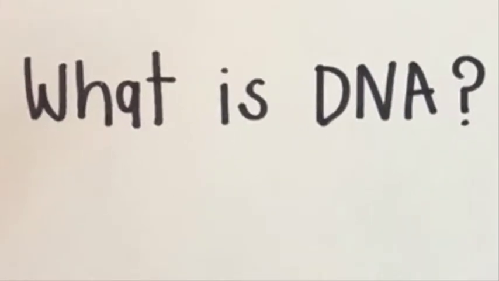What is DNA? DNA, or deoxyribonucleic acid, is the hereditary material in humans and all other organisms. Most DNA is located in the cell nucleus. It also contains the genetic instructions for the development and function of living things.